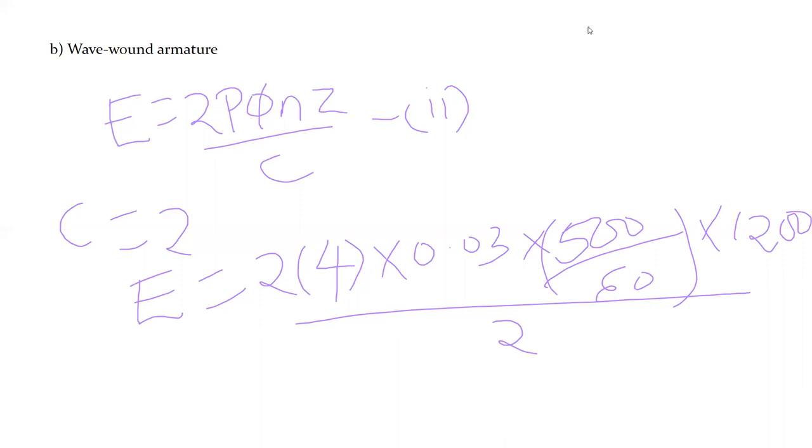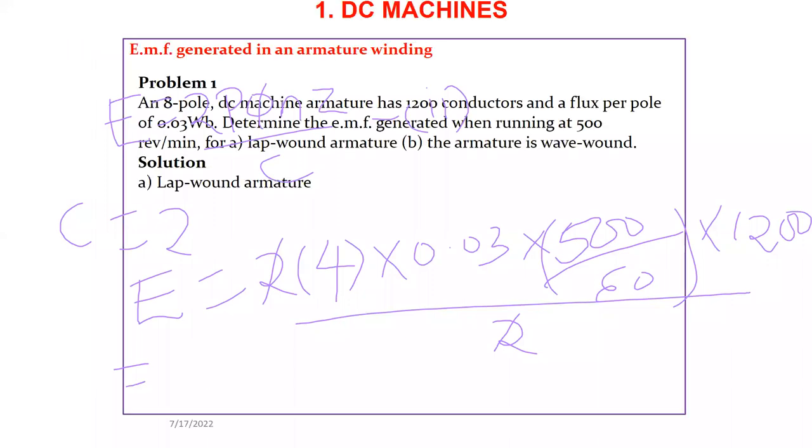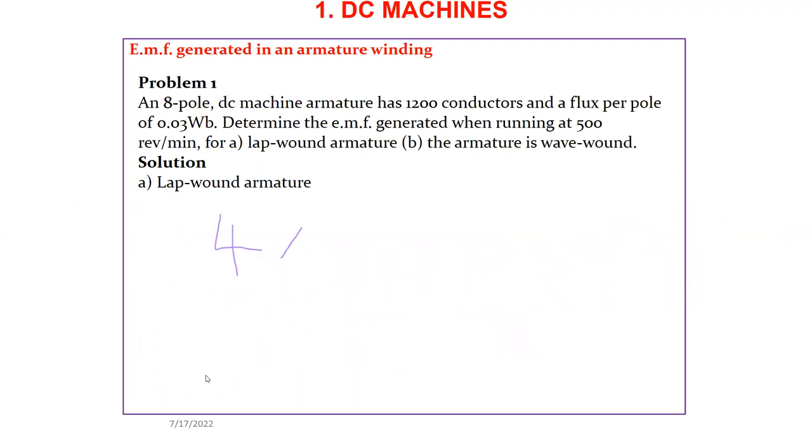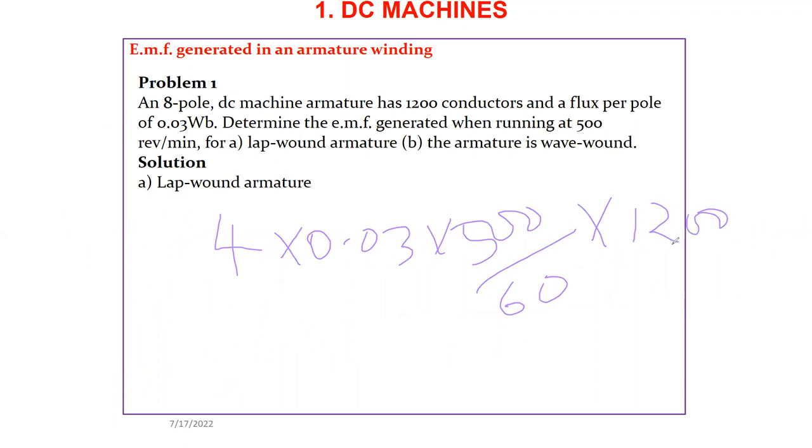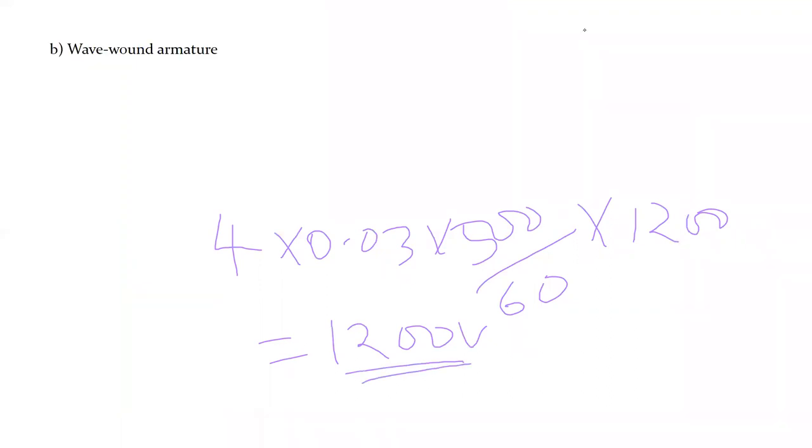So when you simplify, 2 goes with 2, and you remain with 4 multiplied by 0.03, multiplied by 500 over 60, multiplied by 1200. When you simplify that, it gives you 1200 volts. That is the EMF generated when it is wave wound.